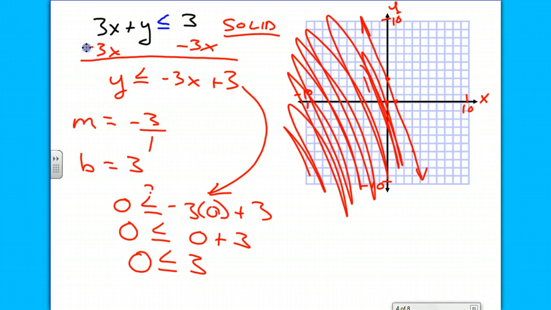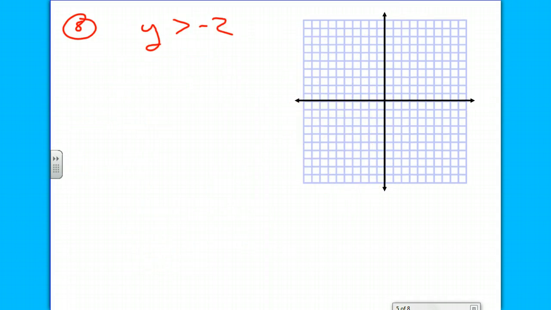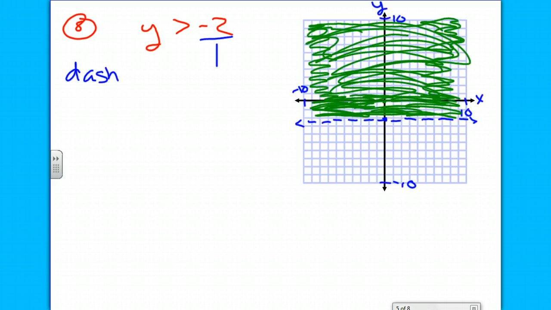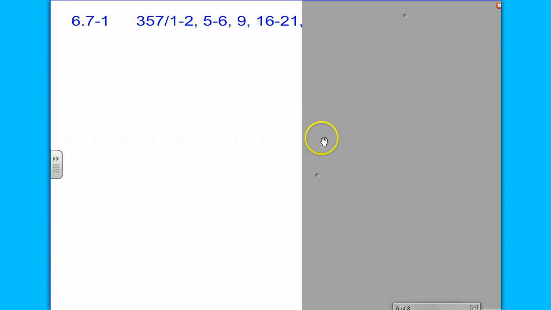Okay, good. Try graphing this linear inequality and come back and check your work. Good job. And that's it. Okay, and so here we go with our assignment.